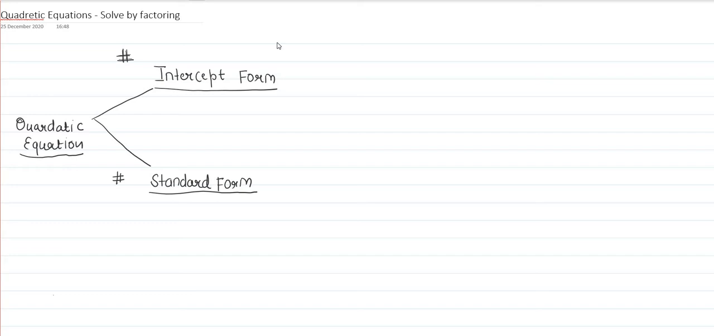Now we talked about the intercept form and the standard form of the quadratic equation. We wrote the intercept form in terms of roots, which is that if alpha and beta are the roots of the quadratic equation, then we can write the intercept form as a, which is a constant, (x minus alpha)(x minus beta) is equal to 0.